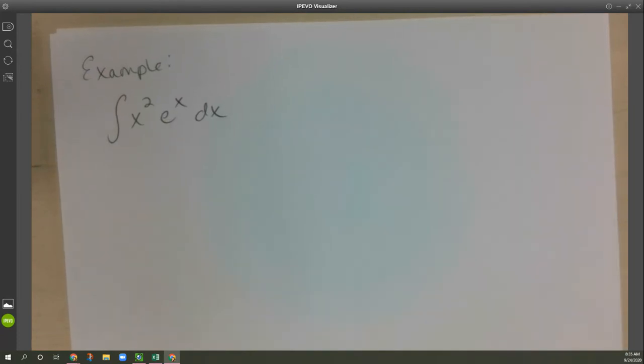Let's look at another example. Integral of x squared times e to the x. Again, we've got a product here. And so that's a sign that we should be considering integration by parts as one of our possibilities.